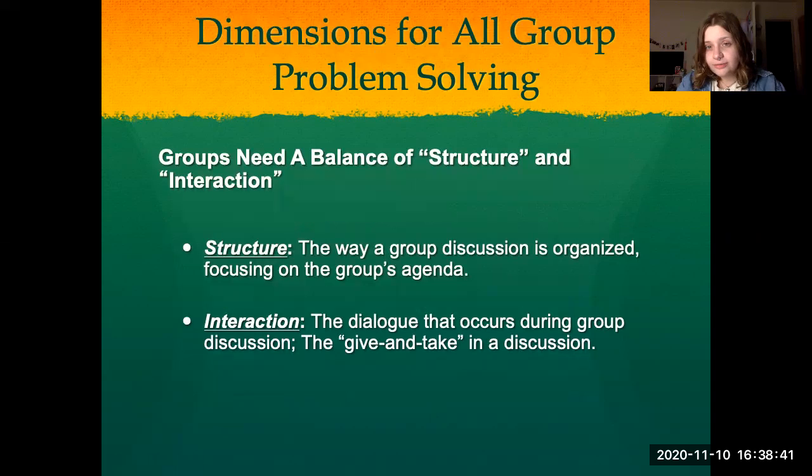So the dimensions for all group problem solving needs a balance of structure and interaction. And so basically, it's moderating the way a group discussion is organized, focusing on the agenda, while also allowing dialogue to occur naturally during the discussion. So it's kind of keeping that balance of, okay, like let's talk and have fun and enjoy what we have to say, but also we need to get what we need to get done today.